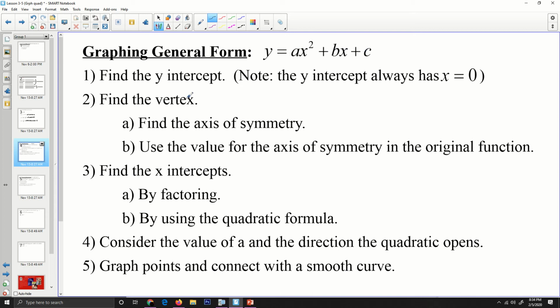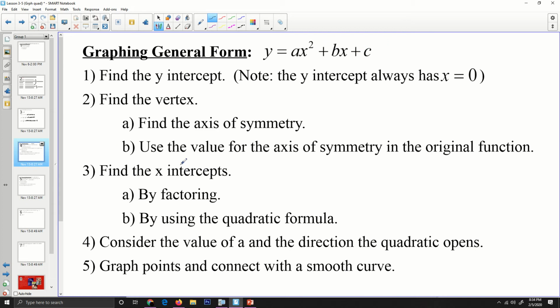Then we're going to find the vertex, and the way we do that, if you remember, we're going to find the axis of symmetry, and that's negative b over 2a. And we're going to use the value of the axis of symmetry in the original function. So whatever value we get for the axis of symmetry, we're going to plug that back into the equation y equals ax squared plus bx plus c to find the y value.